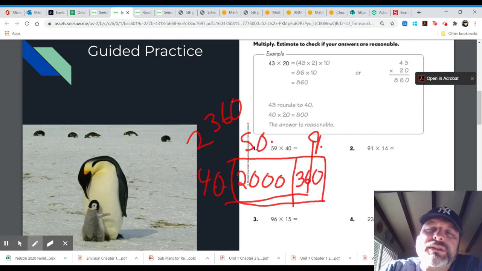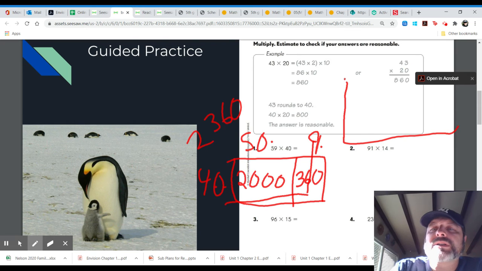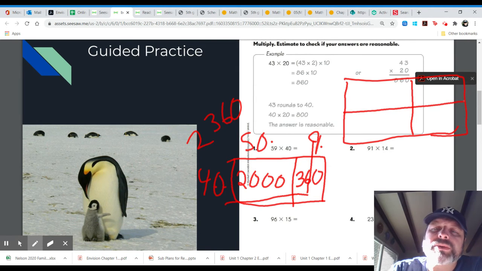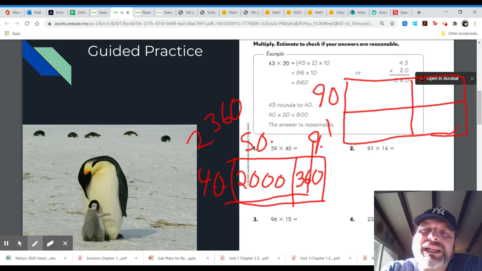So let's start with area model. So I'm going to show you area model. So I'm going to draw the big box here. And this time we're going to have 4 different numbers. The reason why is I'm going to break both numbers up. So first, everybody agrees that 90 plus 1 equals 91. So 90 and 1, we're going to put over here because there's 91. And over here on the top, we're going to put 10 and 4 because 10 plus 4 is 14.